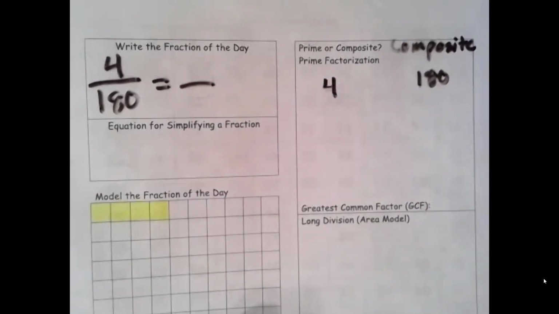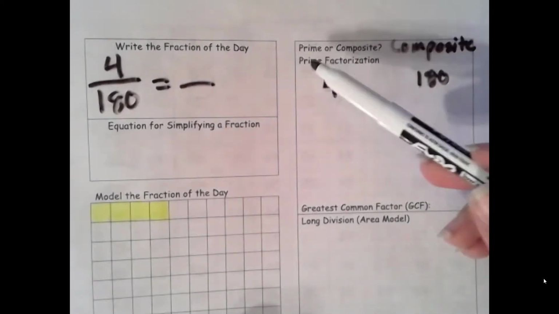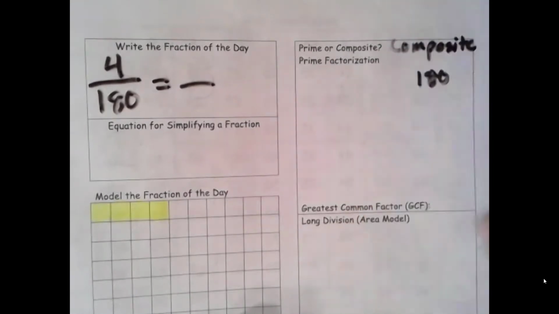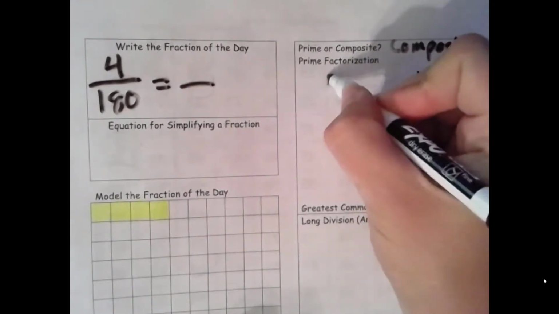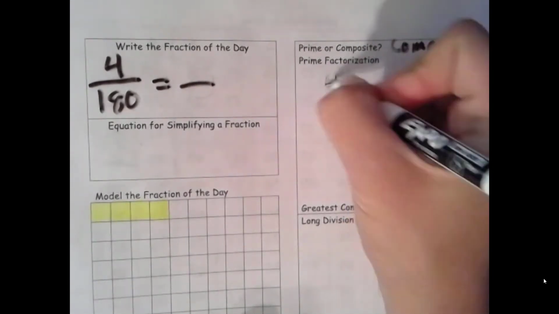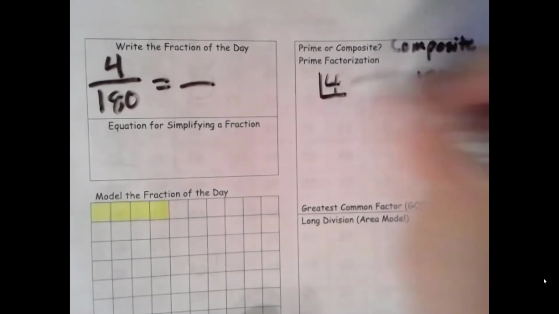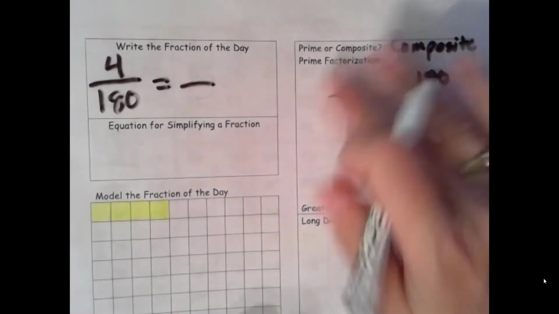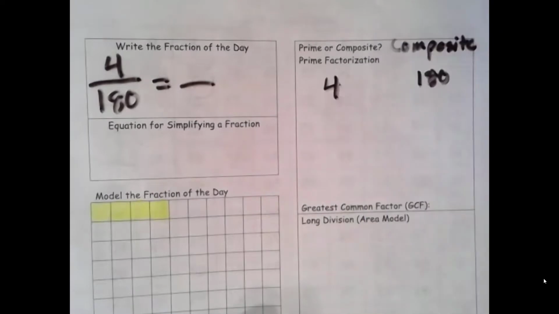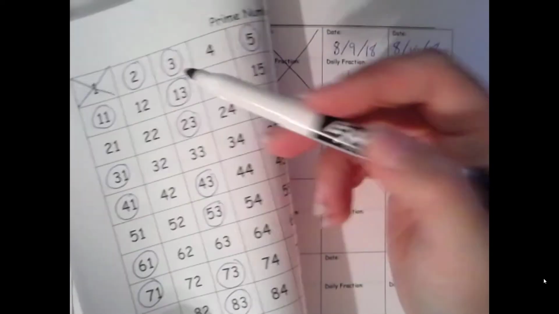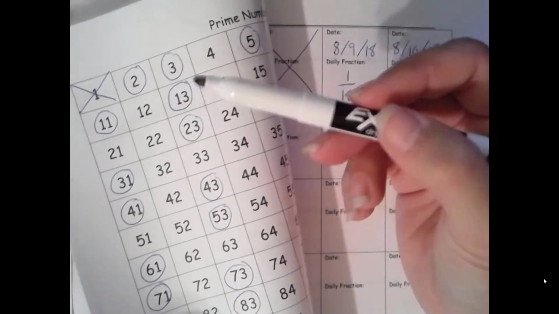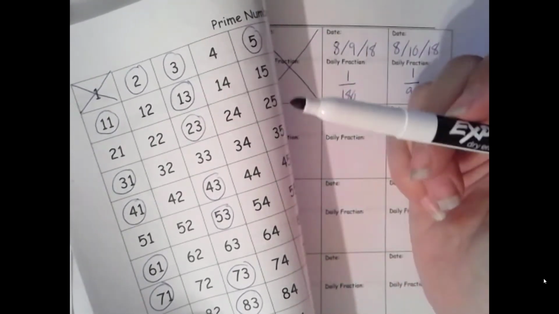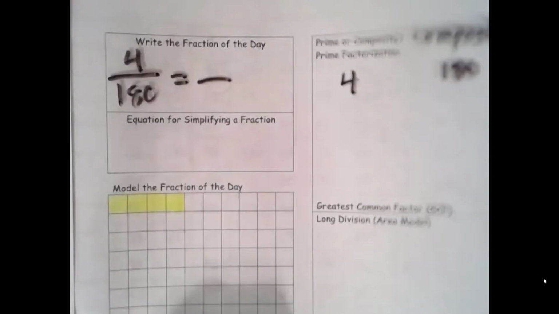So to do a prime factorization, what we're looking at is what prime numbers can I divide this by? Because remember, factors are those numbers that multiply together to make it. So we want to look and see 2, 3, 5. Can I divide 4 by any of these prime numbers? Well, I can divide by 2.